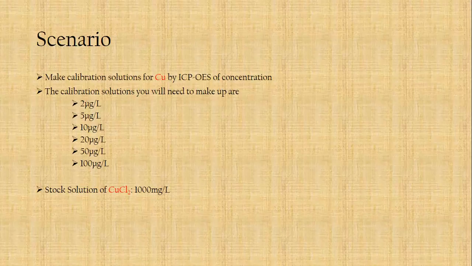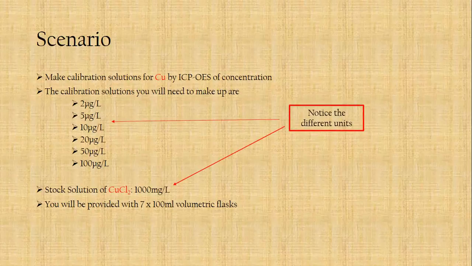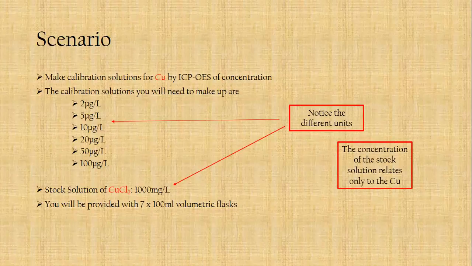The stock solution that I'm given is 1,000 milligrams per litre, and that's its unit of concentration, and I'm going to be given 7 volumetric flasks that have a volume of 100 millilitres each. The first thing to bear in mind is the difference in the units, because the calibration solutions' concentration is in micrograms per litre, but for the stock solution it's milligrams per litre. So it's just something to account for later on. Also, the concentration of the stock solution only relates to the copper.